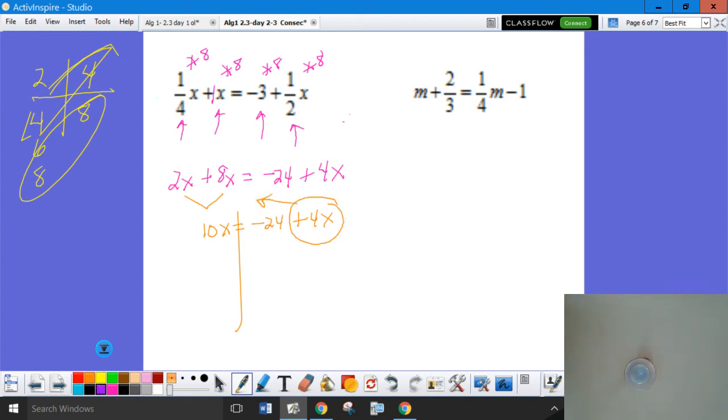And I know that to move something across the equal sign, I always have to do the opposite. So what's the opposite of a plus 4x? Well, that would be a minus 4x. So this is gone. 10 minus 4 is 6x. And my last step here would be dividing by 6. So x would equal a negative 4. Okay, go ahead and hit pause and get started on this next one and see how far you can get.